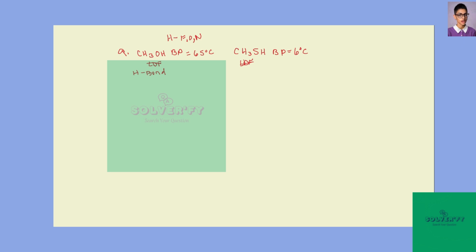So this molecule can hydrogen bond. CH3SH cannot hydrogen bond. Sulfur is not F, O, or N. It is a polar molecule, so it will have dipole-dipole intermolecular forces. However, regular dipole-dipole forces are in general not as strong as hydrogen bonding. Therefore, hydrogen bonding is the stronger intermolecular force, and it is therefore going to have the higher boiling point.